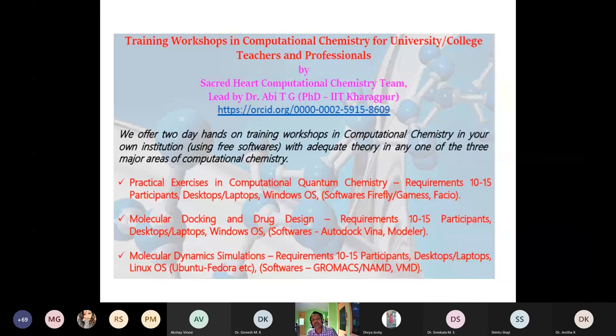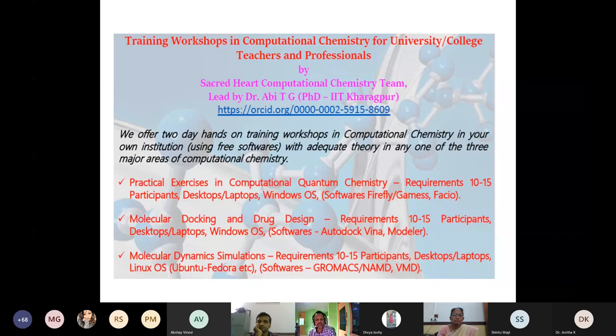We are now offering training workshops in computational chemistry, two-day workshops particularly for university or college teachers and professionals, in any one of three areas with practical exercises. One is practical exercises in computational quantum chemistry, with a maximum of 10 to 15, or up to 20 participants, using desktops or laptops and free softwares.